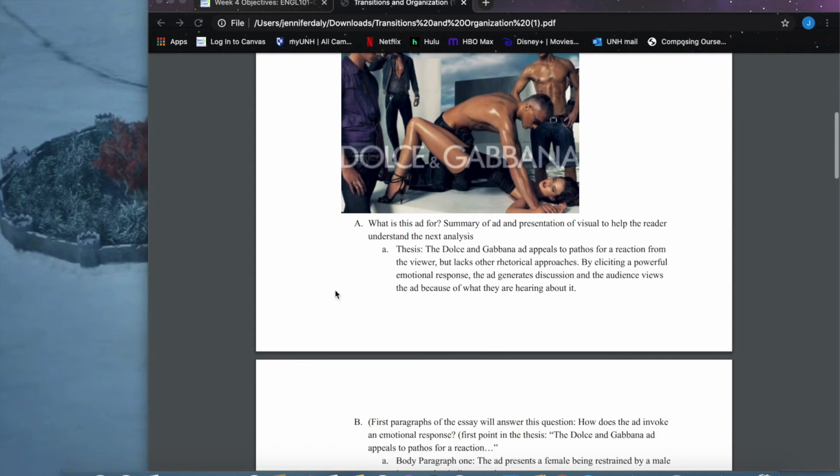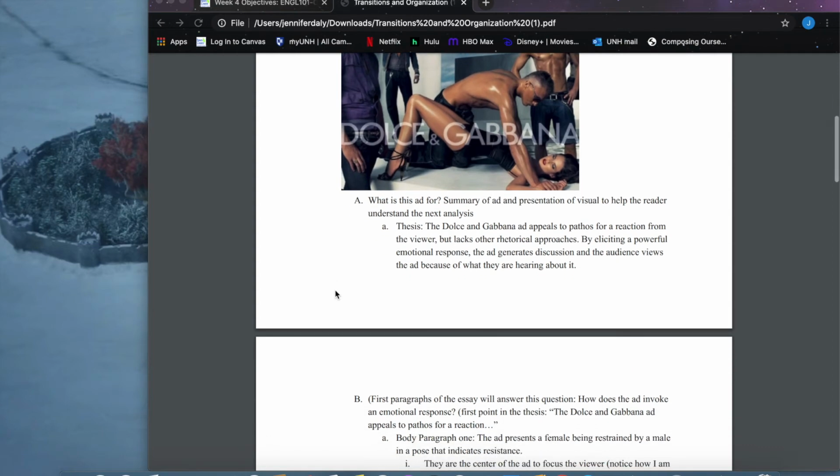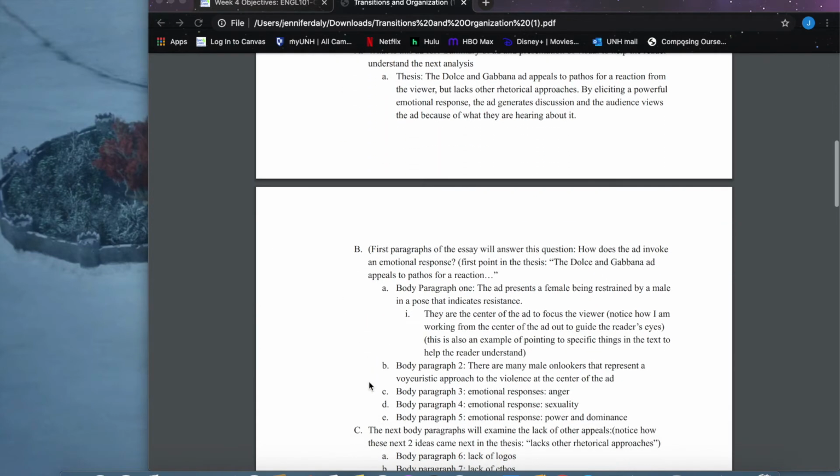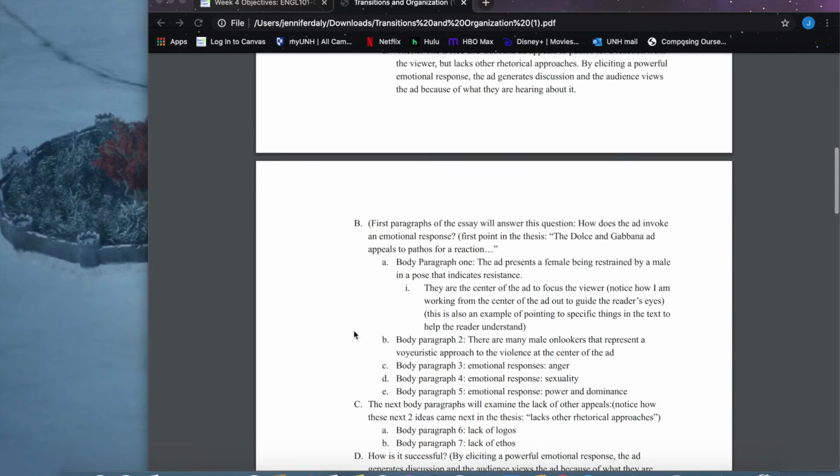Okay, so now let's make sure that we stick with that order that we set things up. The first paragraph of the essay will answer the question, how does the ad invoke an emotional response? Because remember, this is what we got here: Dolce & Gabbana appeals to pathos for a reaction from the viewer. So the body paragraph presents, and then here are my details, here are my topic sentences, an example.